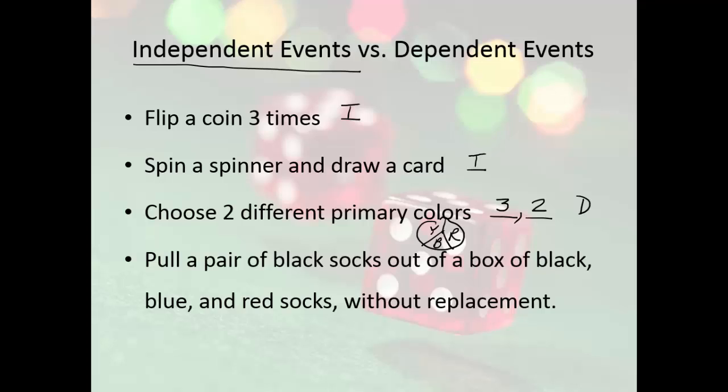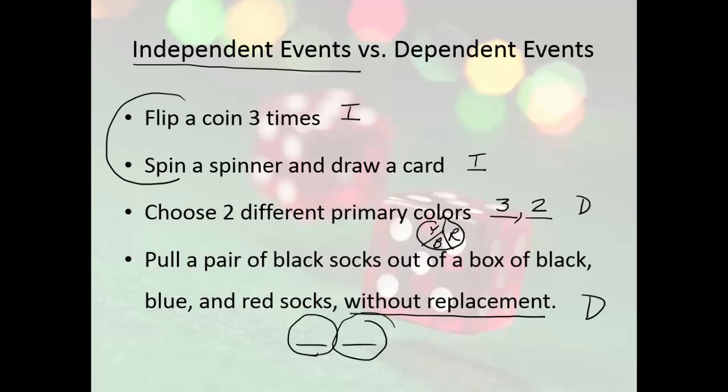These are dependent events. Pull a pair of black socks out of a box of black, blue, and red socks without replacement. Anytime you see without replacement, this is going to be dependent events. Here's why. After you pull the first sock, you set it aside and pull from what's left for the second sock. So the probability has actually changed when you pull that second sock, and those are dependent events. We're going to focus on events like this, the independent events, for this whole unit.